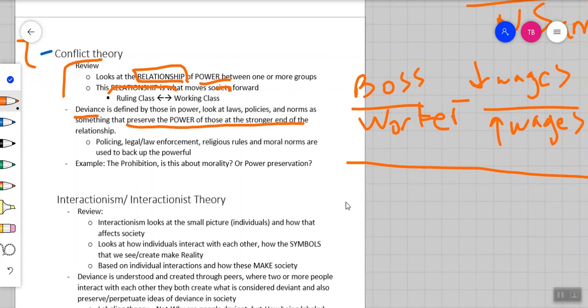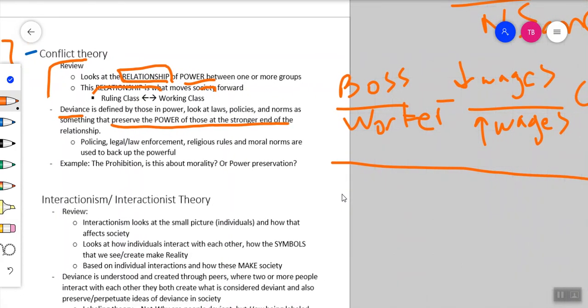So if we're looking at this example here, in conflict theory, we wouldn't think so much that a rule is there, legal or otherwise, because it's an ethical thing, but because the boss themselves thinks it might be able to make their lives better. The ruling person wants to be able to make their lives easier and be able to keep their power. So if you take this idea further, policing, law enforcement, religious rules, moral norms, these are all used to back up the powerful people in society.